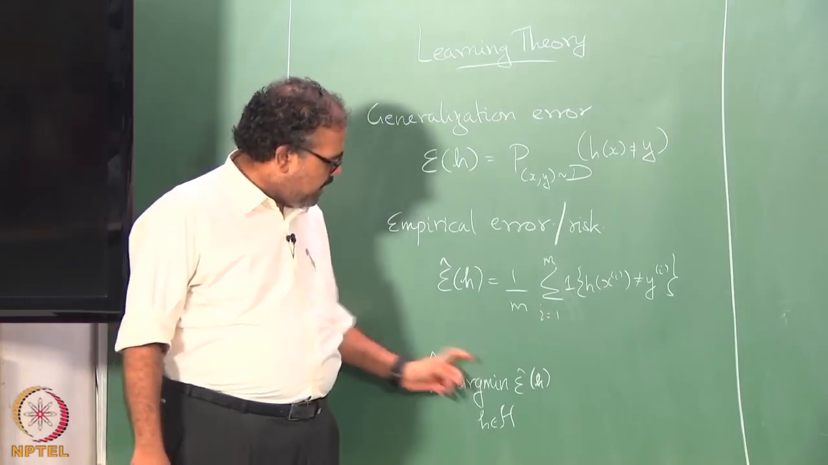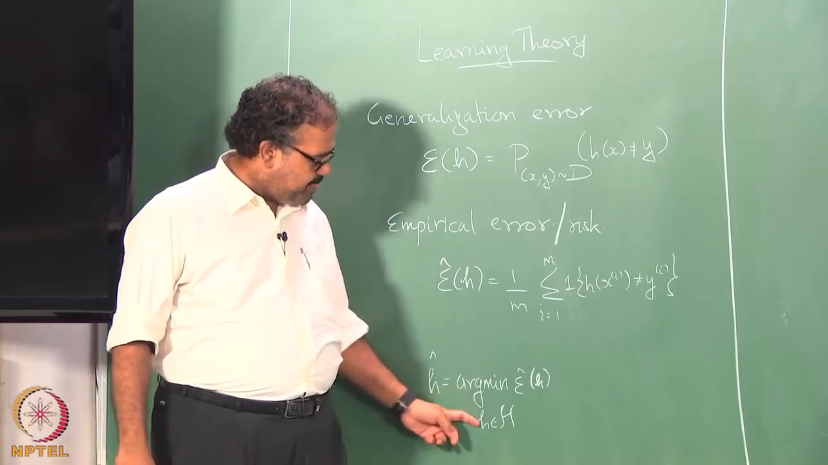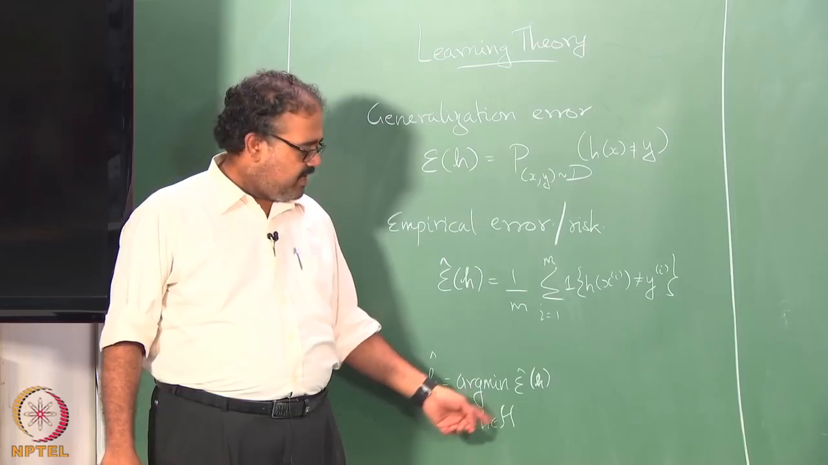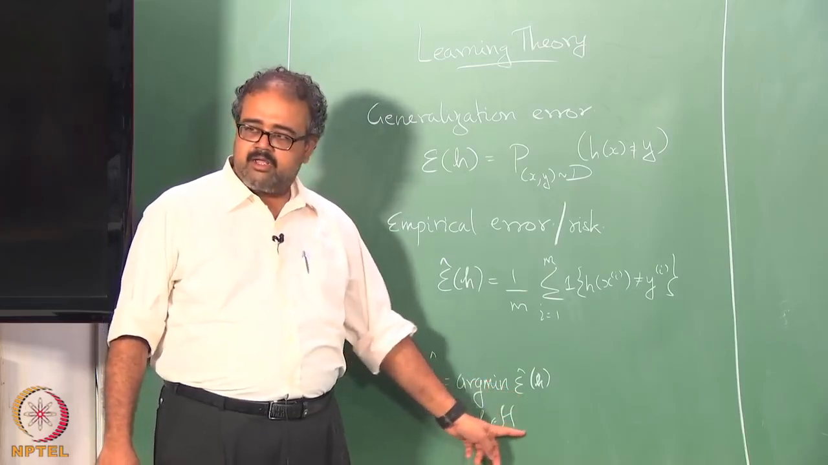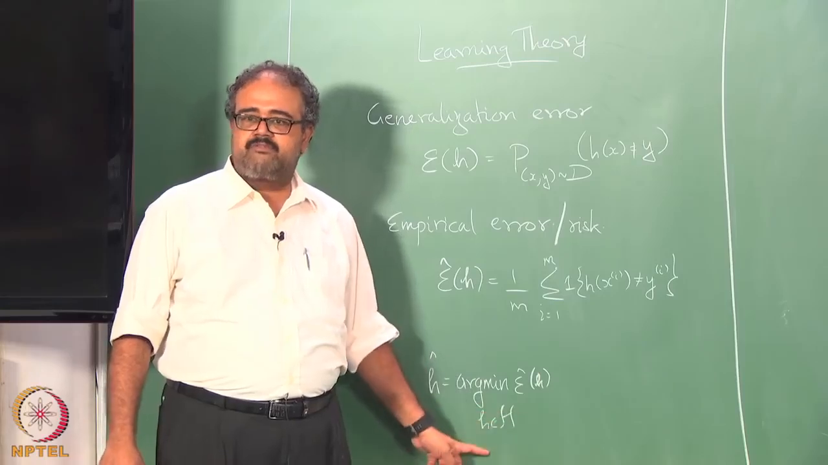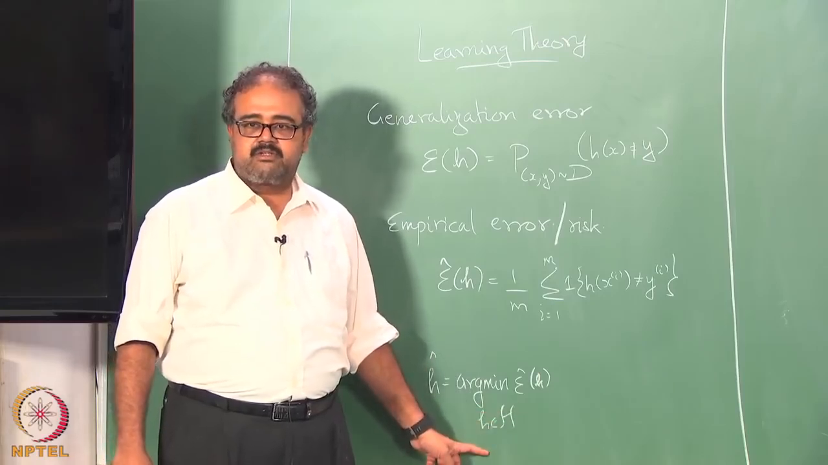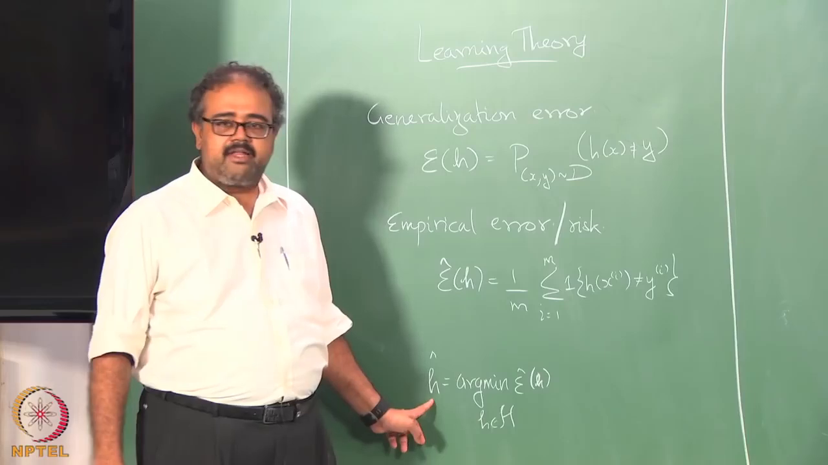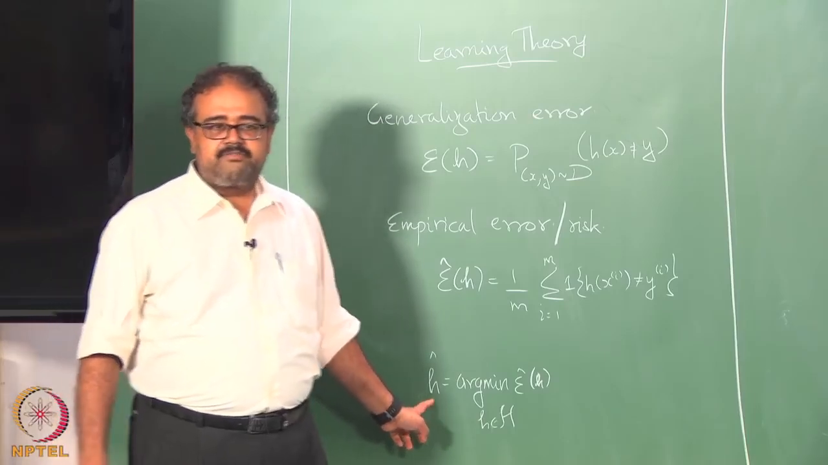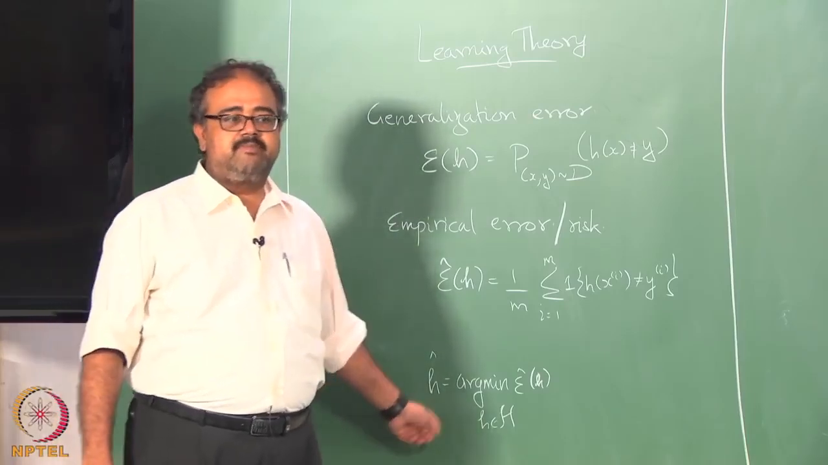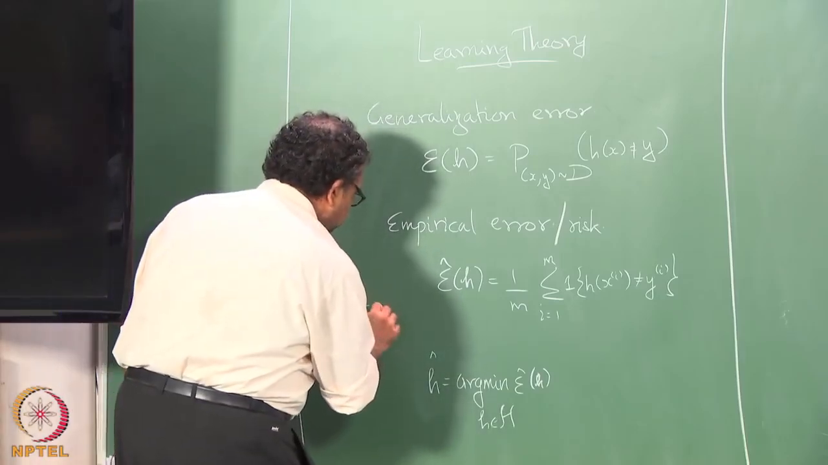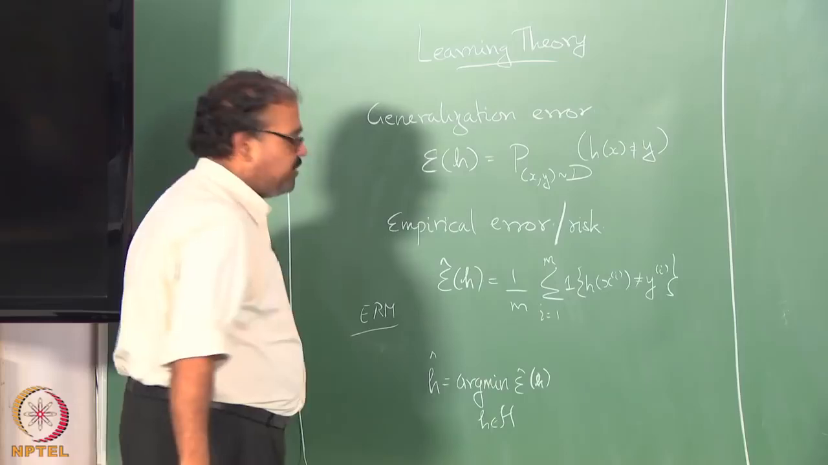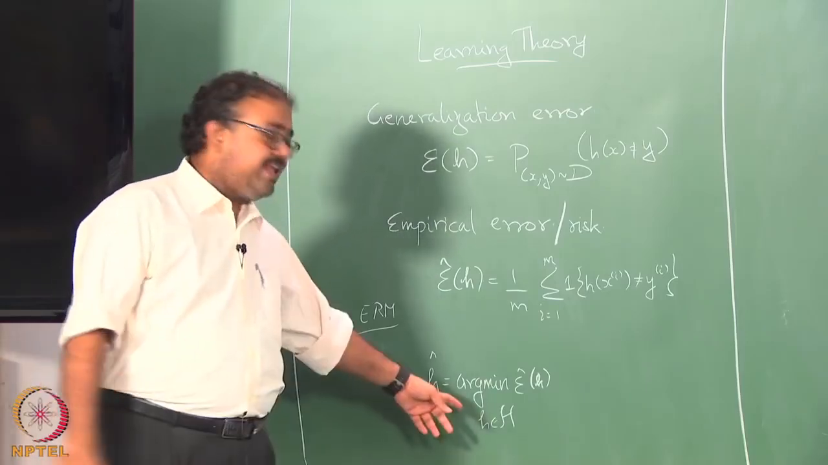What I typically would like to report is that H hat, which has the minimum empirical error over all members of that family capital H, and that H hat is the classifier that you report by doing empirical risk minimization. This is essentially called empirical risk minimization. I mean, this is the ideal case.